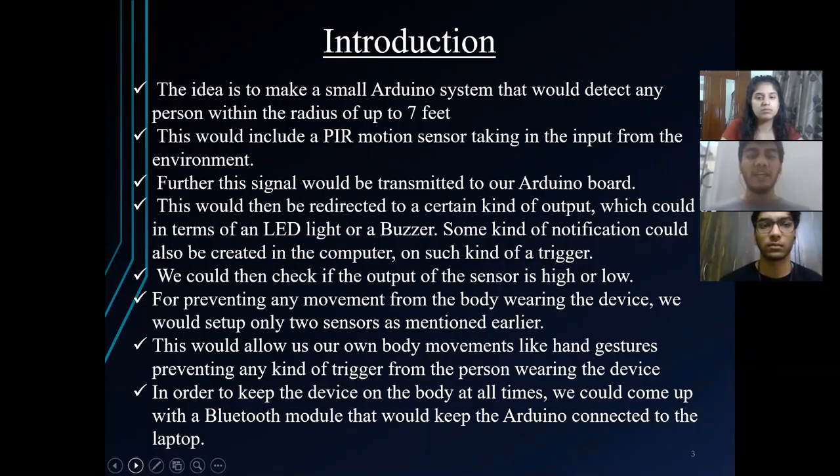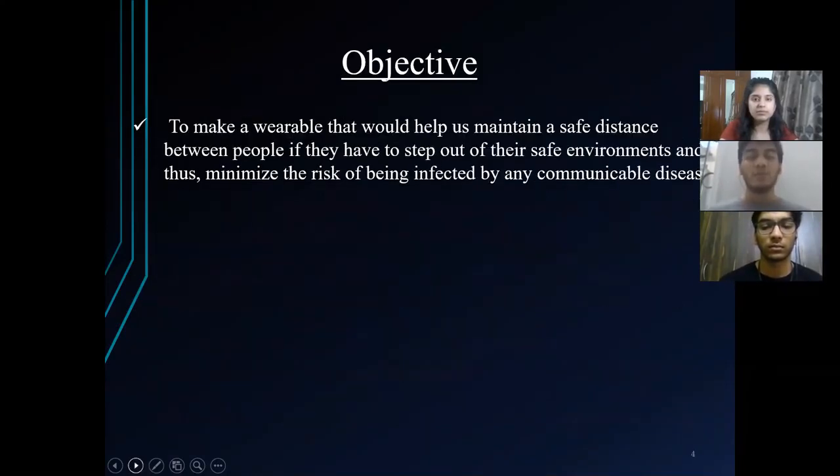For preventing any movement from the body wearing the device, we would set up only two sensors as mentioned earlier. This would allow us to ignore our own body movements like hand gestures, preventing any kind of trigger from the person wearing the device. In order to keep the device on the body at all times, we could come up with a Bluetooth module that could keep the Arduino connected to the laptop. We also propose that the person can wear a belt so that the device stays close to him and on a least moving part of his body.